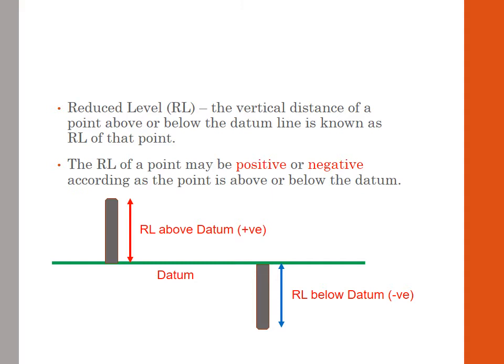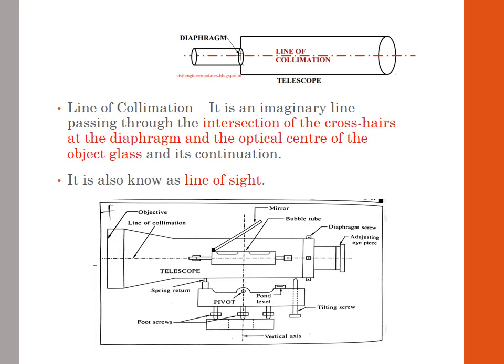The difference is that whenever I measure the reduced level above the datum line, that is a positive reduced level. Whenever I measure the reduced level below the datum line, that will be a negative reduced level. So the next term is line of collimation.